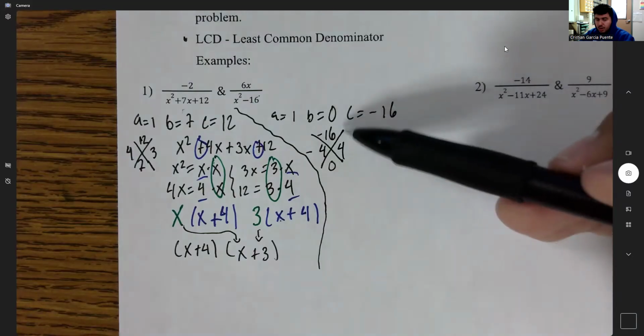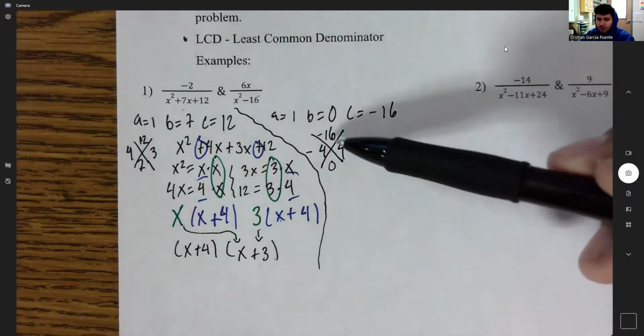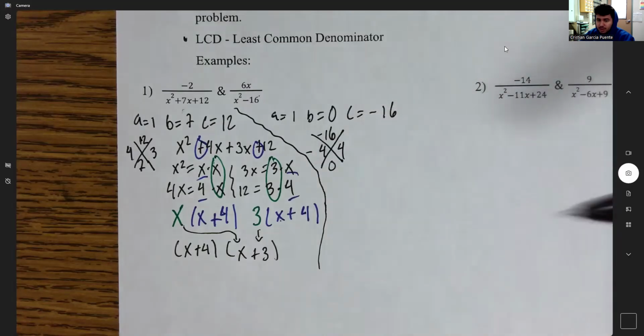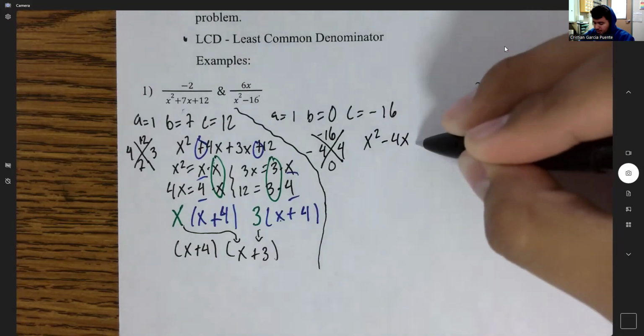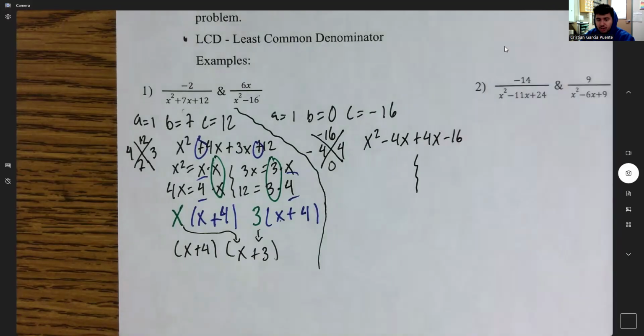And now we're just going to replace our middle term, which we don't have here, but we'll replace that with the negative and the positive, the left and the right. And since we have a negative, we must put that one first. So it'll be x squared minus 4x plus 4x minus 16. And now we're just going to be doing our grouping.